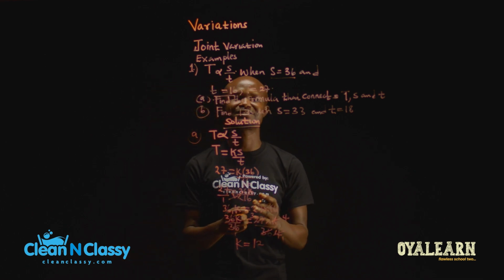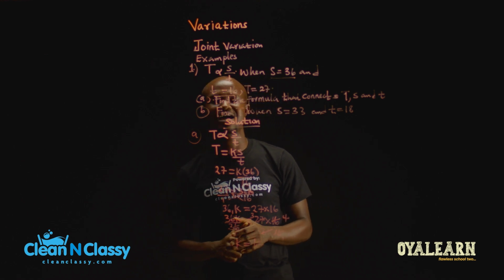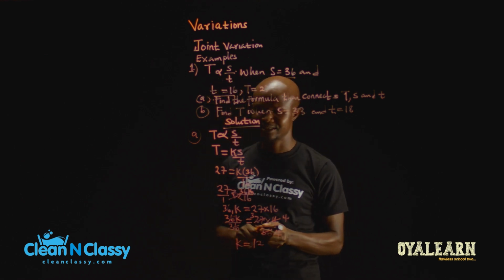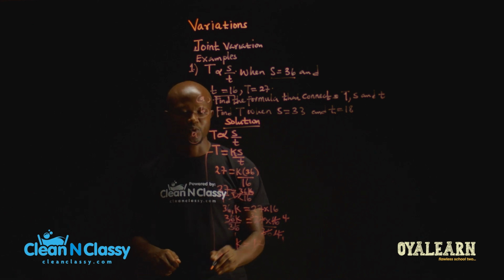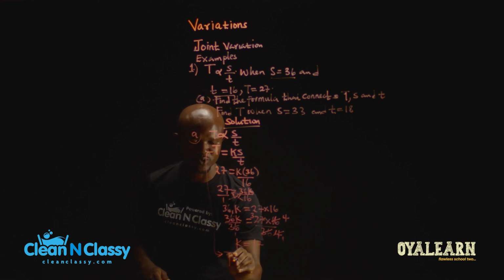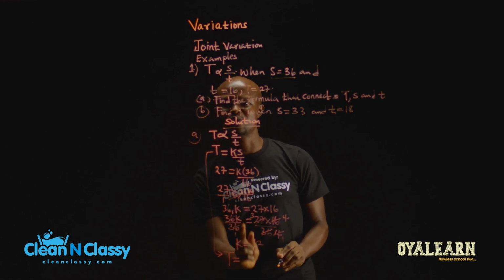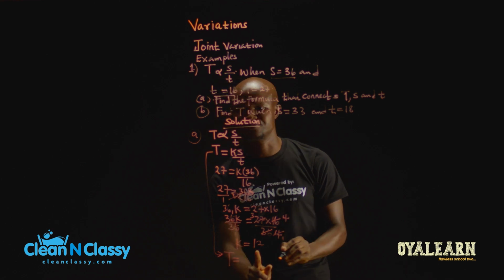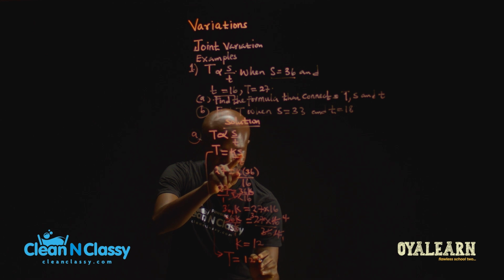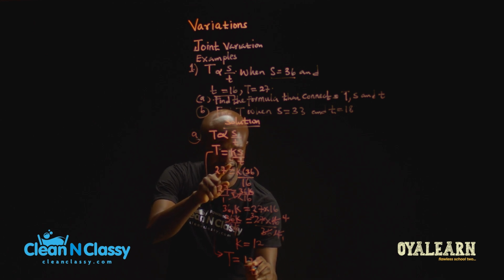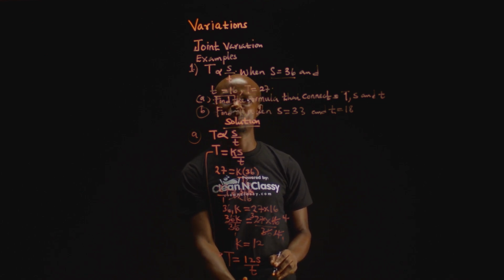We can now write the formula that connects capital T, x, and small t together. Now, from here, we have capital T equal to kx over t. Anywhere we see k, we replace it with 12. So we now have 12x divided by t. So this is the solution to the first part of the question.